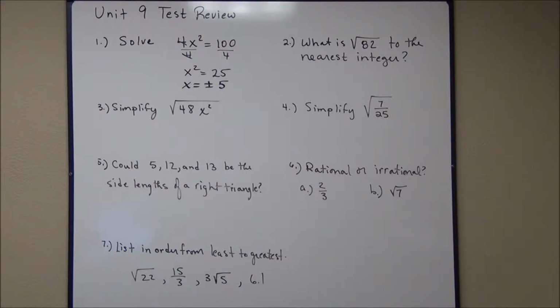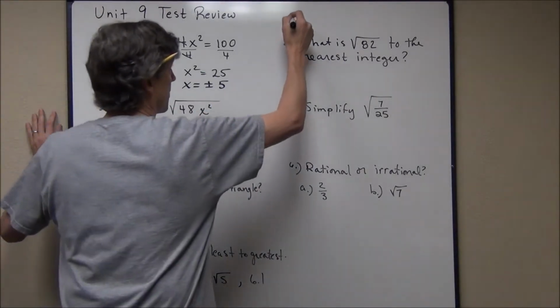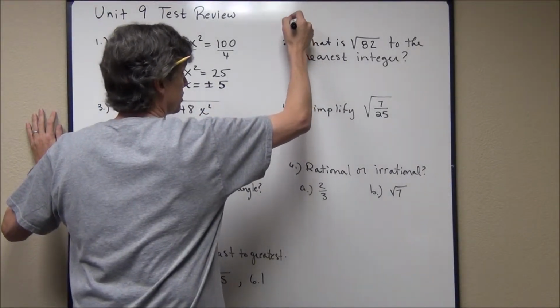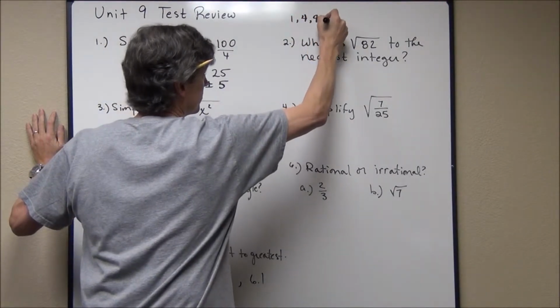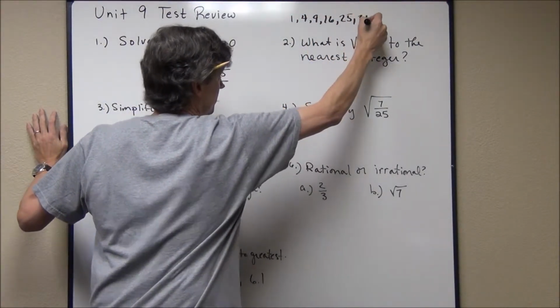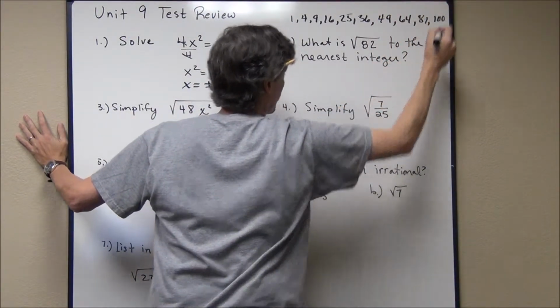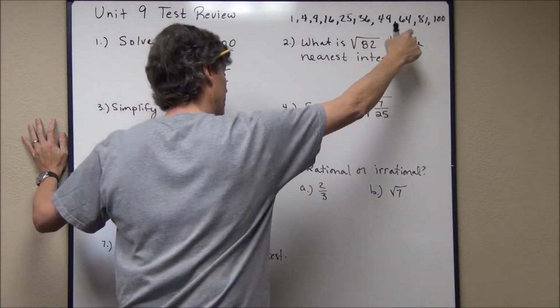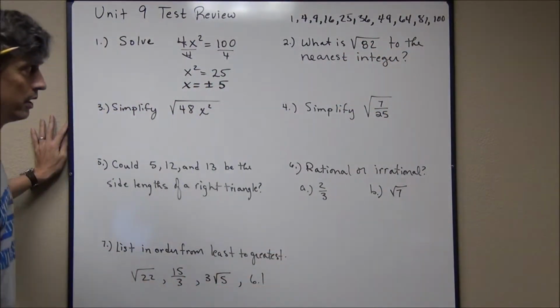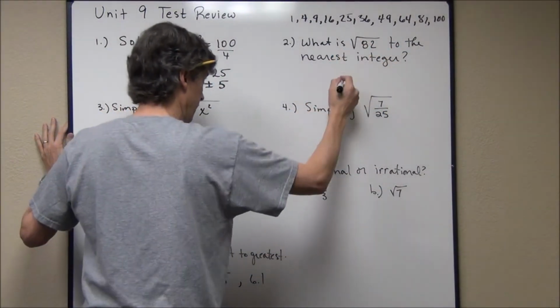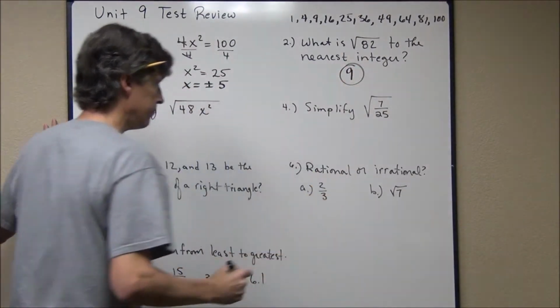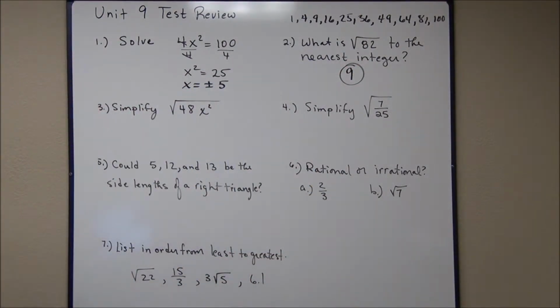Then it says, what is the square root of 82 to the nearest integer? So I need to know my perfect squares. Remember 1 times 1, 2 times 2, 3 times 3, and so on. There's the first 10. I can see that the square root of 82 is very close to 81. The square root of 81 is 9, so this is very close to 9. Now if you grab your calculator and punch that in, you're going to get 9 with a little bit left over, but again to the nearest integer that would be 9.